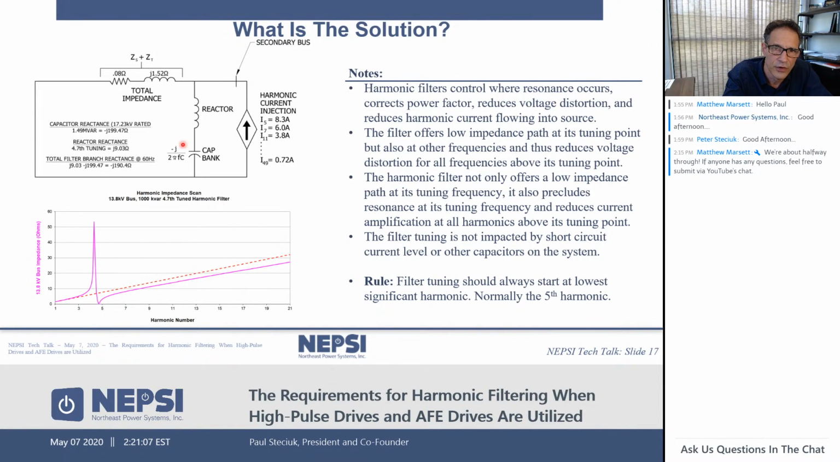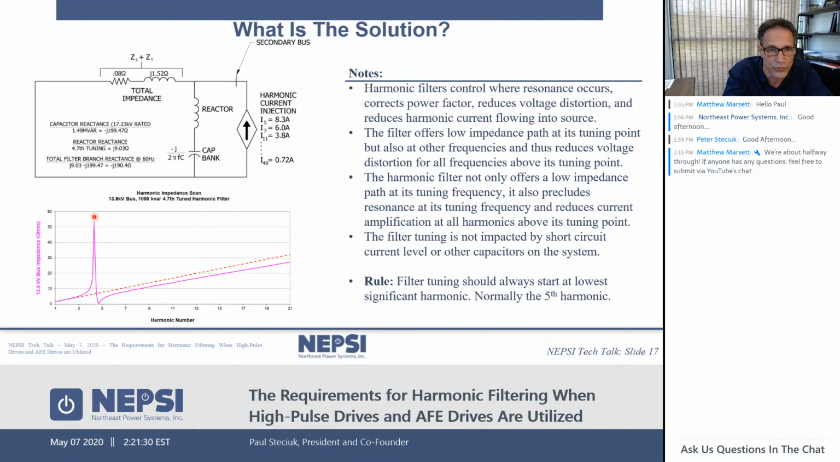You can see here what this filter does to the impedance curve. The red dashed line represents our original impedance line of the transformer. The magenta curve represents the harmonic filter. This happens to be a 4.7th tuned harmonic filter, which means it's got a low impedance at the 4.7th harmonic, and then from there it climbs up.